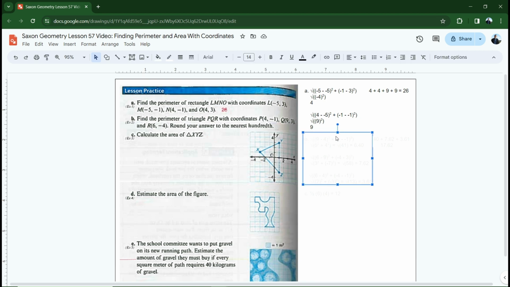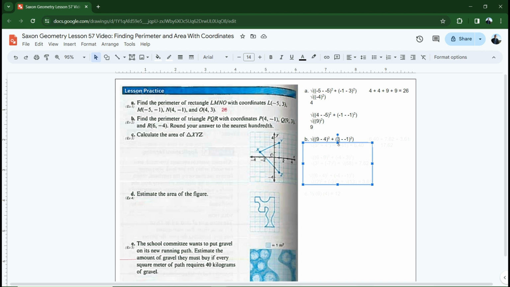So let's go ahead and do this one. We're going to have to use that distance formula again for perimeter. Okay. So the perimeter of PQR, we're going to start with PQ. It's going to be x2 minus x1, so 9 minus 4, squared, plus y2 minus y1, 3 minus negative 1 squared.